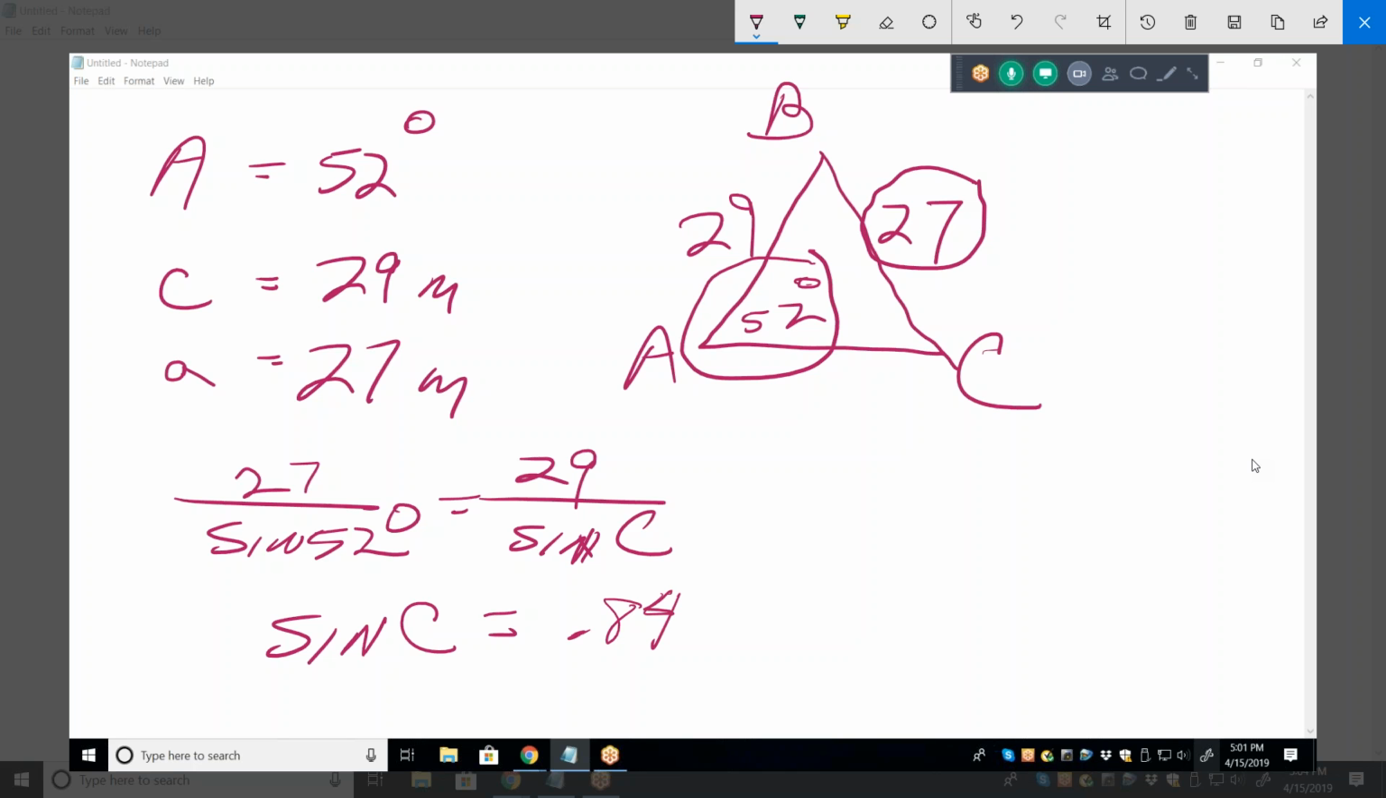Exactly. In other words, sines and cosines can never be greater than 1. So when you're solving a triangle and you end up with the sine of one of the angles being greater than 1, you know it's an impossible triangle. So what is c equal to? If the sine of c equals 0.84, what is c equal to? 57.14 degrees.